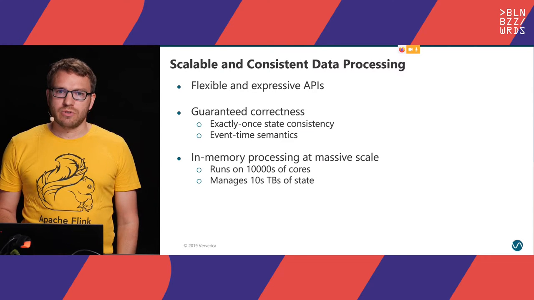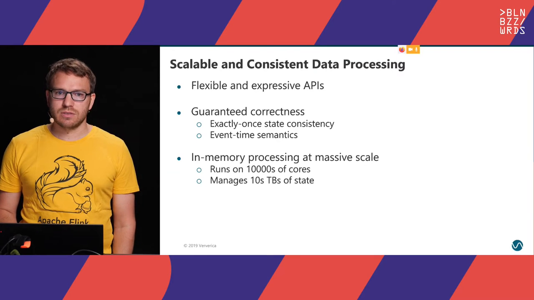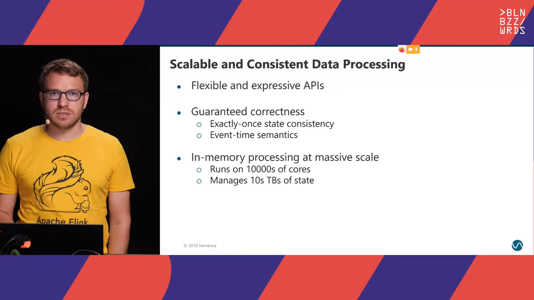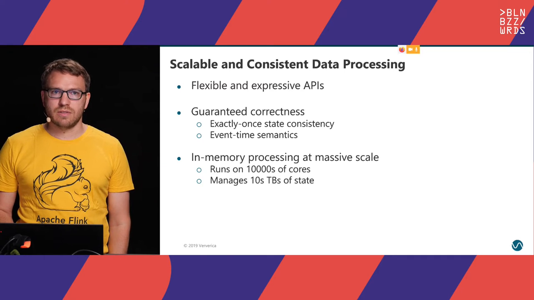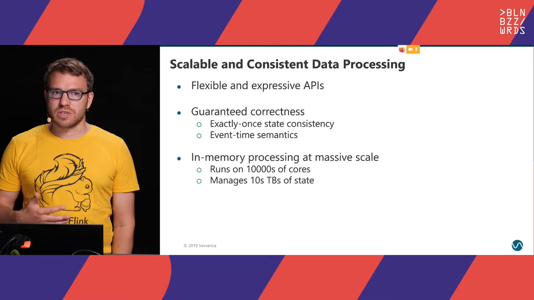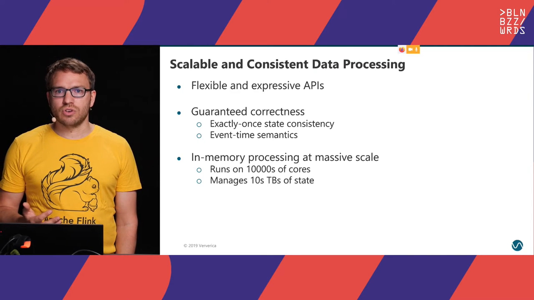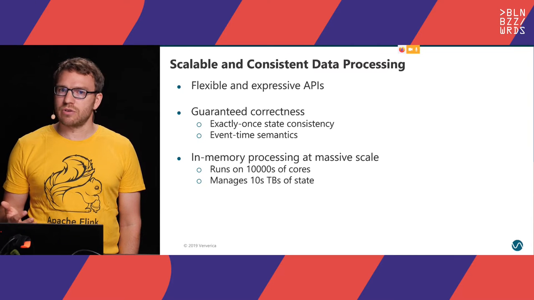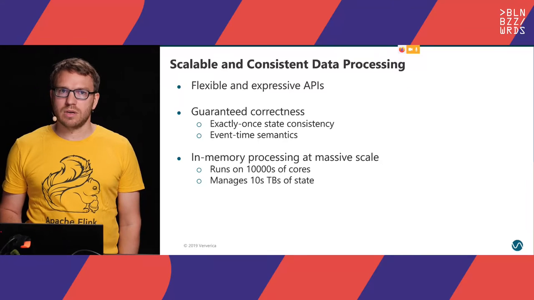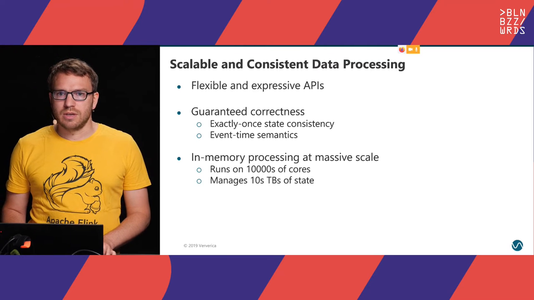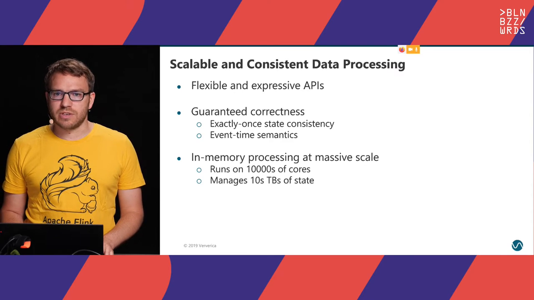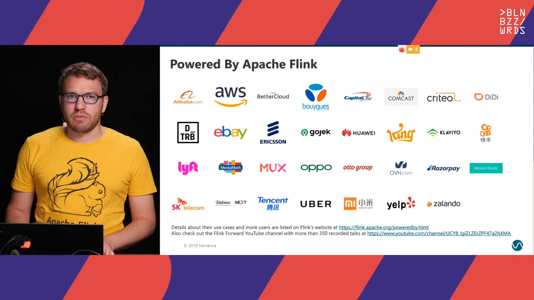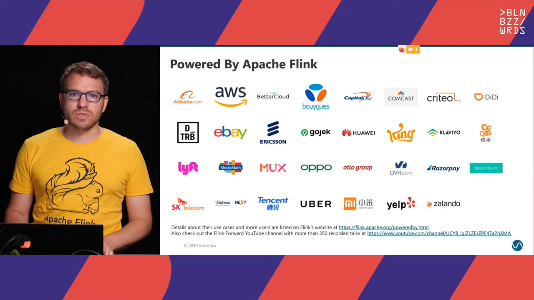Flink comes with very flexible and expressive APIs. It guarantees correctness, so there is exactly-once state consistency. Even if one of your distributed processes goes down, Flink guarantees that it will recover this task and continue processing as if this error never happened. It has event time semantics. We'll actually have a look at that tomorrow a little bit. And it runs at a really large scale. We have users that run Flink jobs on 10,000 of cores, managing several terabytes of data. This is a list of some of the companies using Apache Flink, either using Flink for their internal use cases or providing services.